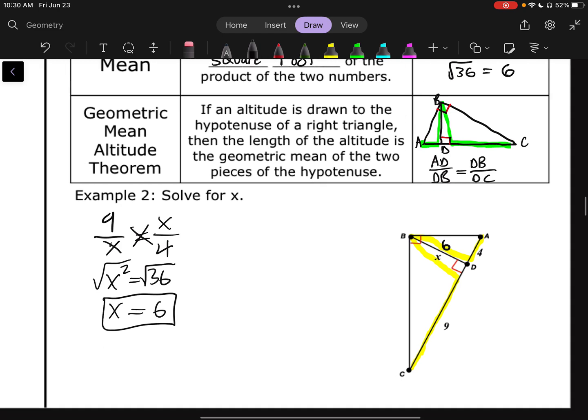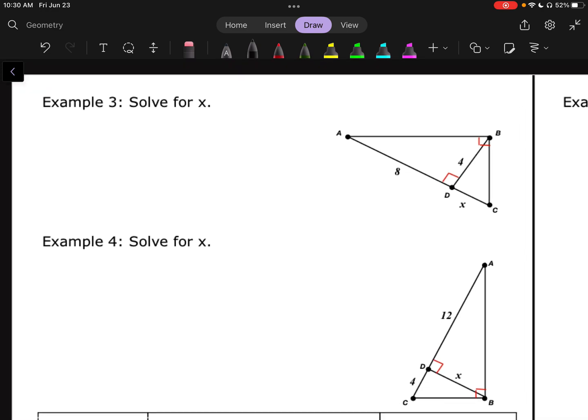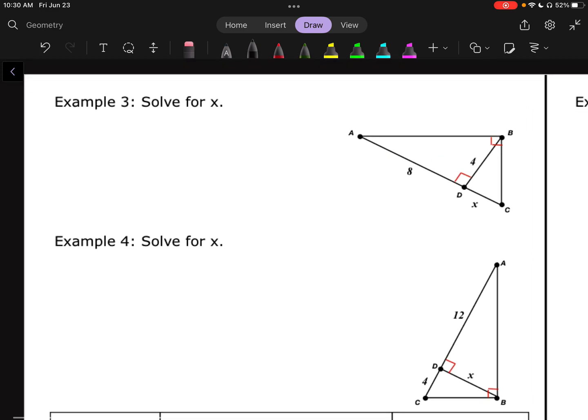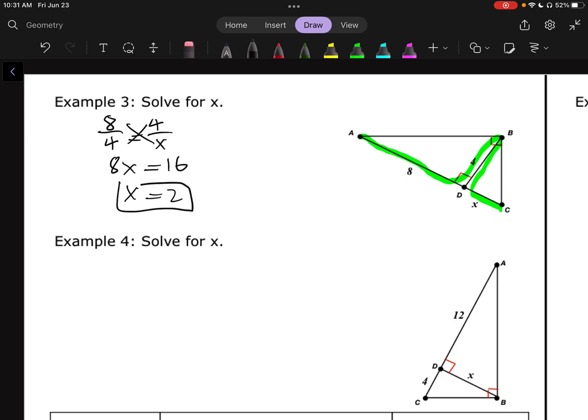All right, let's take a look at the inside. We can try a few more here. So solve for x here. Okay, so once again, there's something written on the altitude here. So let's do our highlighting pattern. 8 over 4 equals 4 over x. We cross multiply. 8 times x is 8x, 4 times 4 is 16. We divide by 8 this time, and we get 2.